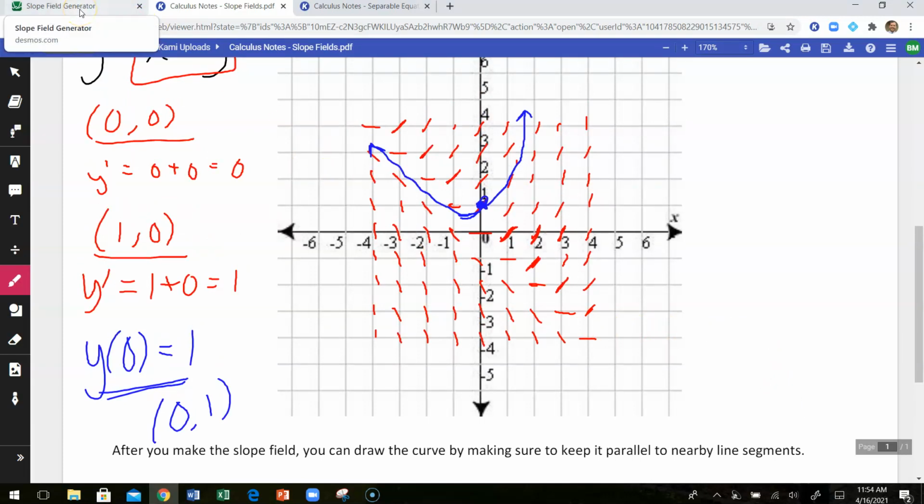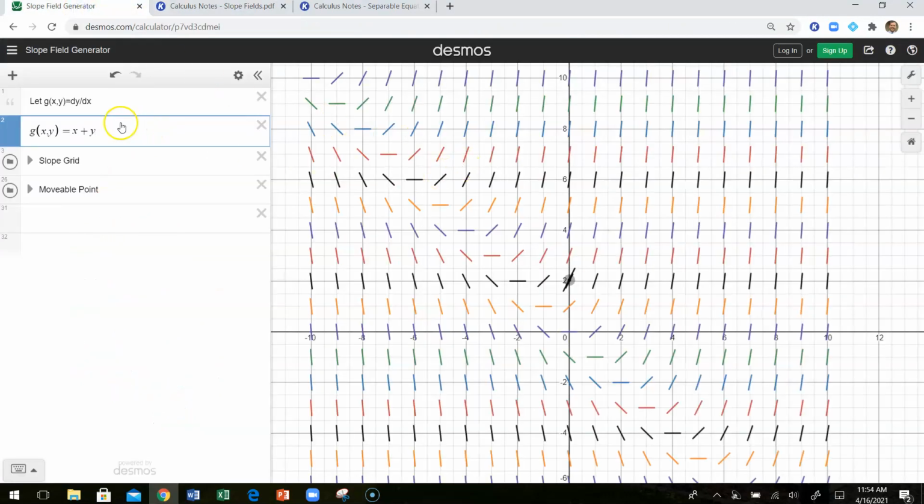Desmos does a really nice thing. They have a slope field generator that someone created here. So it says let g of x be dy dx. So g of x is representing our derivative, y prime. I just graphed the one that we just did here on this video. So x plus y. And our slope field looked like this, right? We've got these horizontal tangents diagonally, and we just see those patterns. There's a movable point on here.